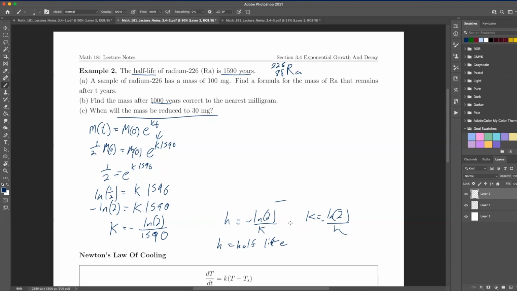Is that a negative ln? Yeah, so this is negative, this is negative, this is negative, and this is negative, since we're dealing with half-life. If we're dealing with growth doubling, it's the other way. So here, I know my half-life is 1,590, and k is just equal to ln 2 over that. And this is always true. It doesn't matter, where h is your half-life.